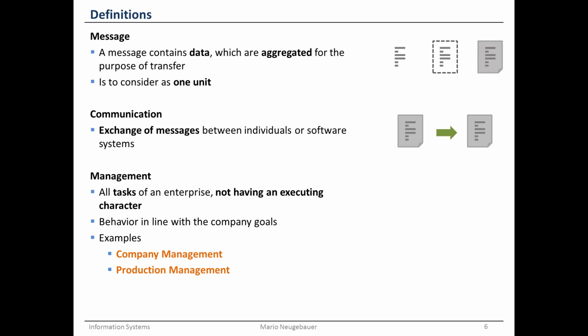Then if you talk about communication, the second term here, we talk about exchange of messages, exchange of such units described before, and we say exchange might be the sending from one agent to the other, from one software program to the other software program, or from a software program to an agent, or vice versa. So somehow sending these messages from one sender to another receiver.